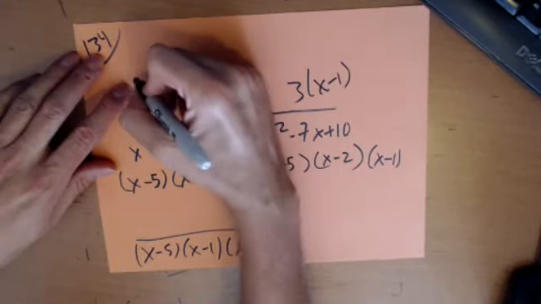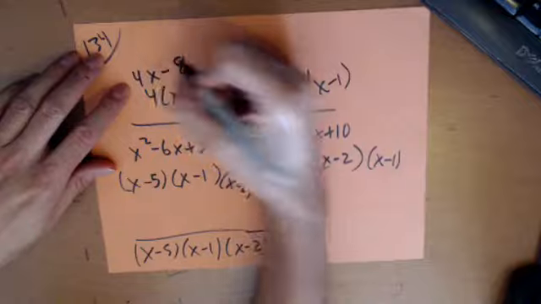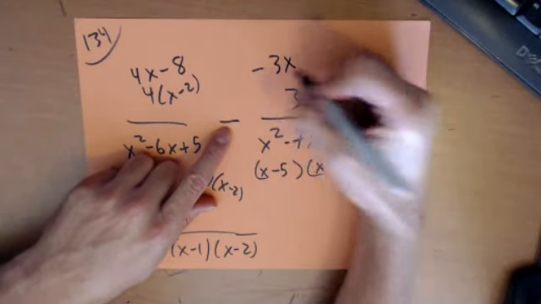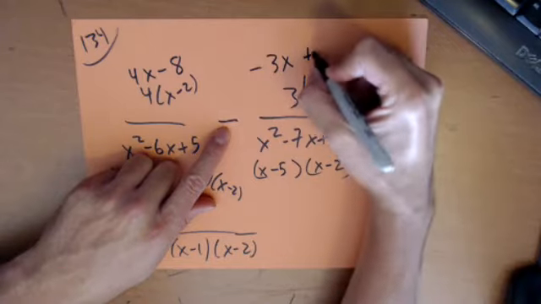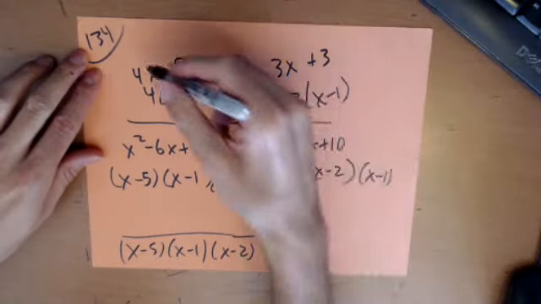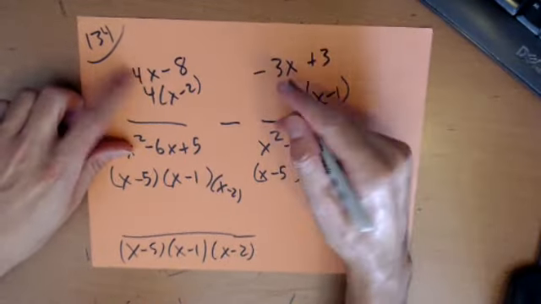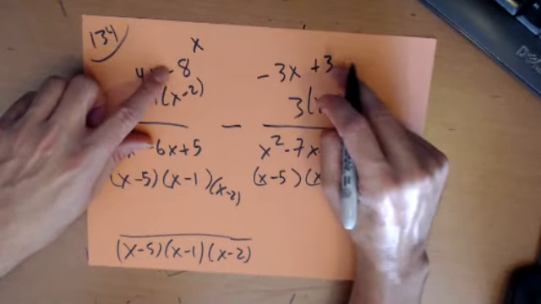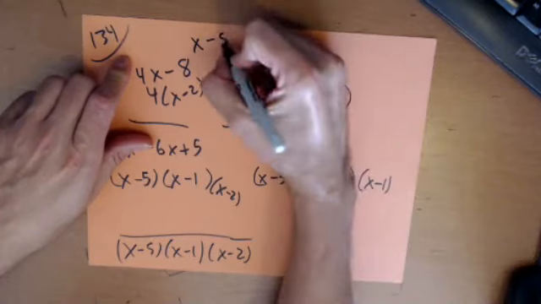And up top, let's clean it up a little bit. 4x minus 8. Careful, think of it like a minus 3. So minus 3 times x, minus 3x. Minus 3 times minus 1 is a plus 3. Okay, let's combine like terms. 4x and a minus 3x is an x. Minus 8, positive 3, minus 5.